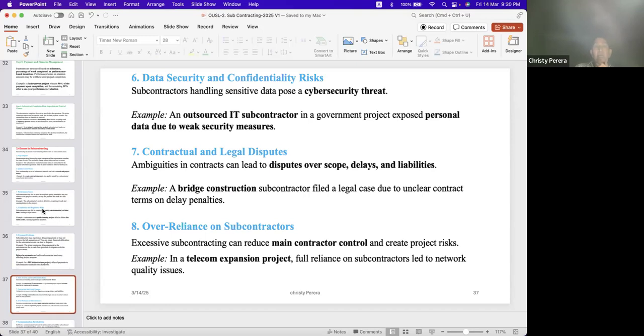And number 7, contractual and legal disputes. You can understand. A bridge construction subcontractor filed a legal case due to unclear contract terms and delay penalties. Over-reliance on subcontractors. Excessive subcontracting can reduce main contractor control and create project risks.